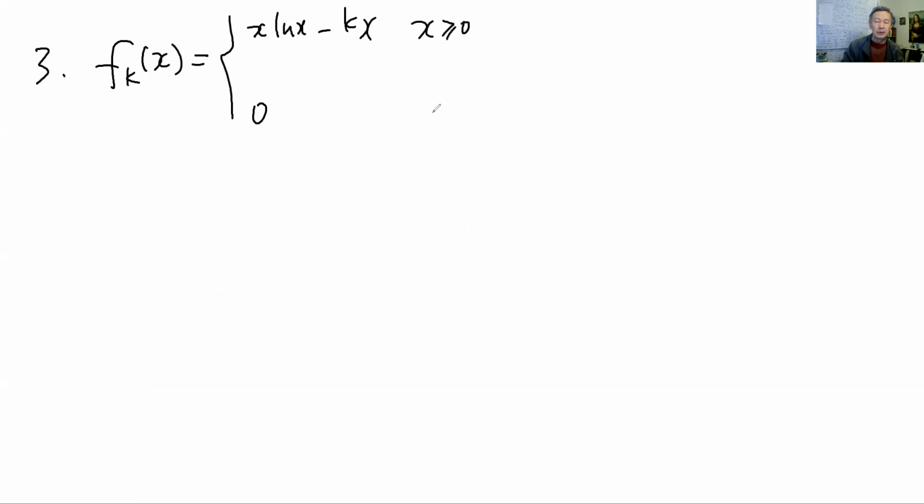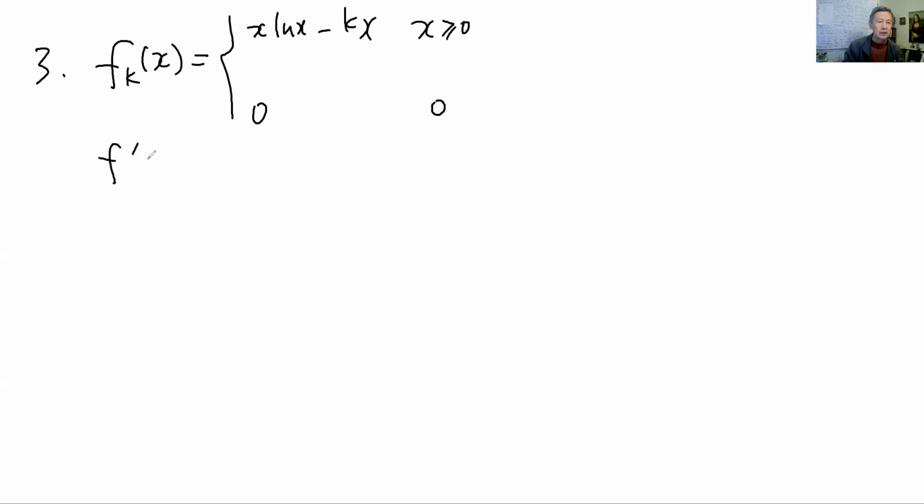So this question is f_k. K is a constant. It's an integer. So you got this function having 2 different forms. One is x log x minus kx. Can you see k here? And that when x, I think this x is larger or equal to 0. Not important. So basically, they're looking for the first derivative.